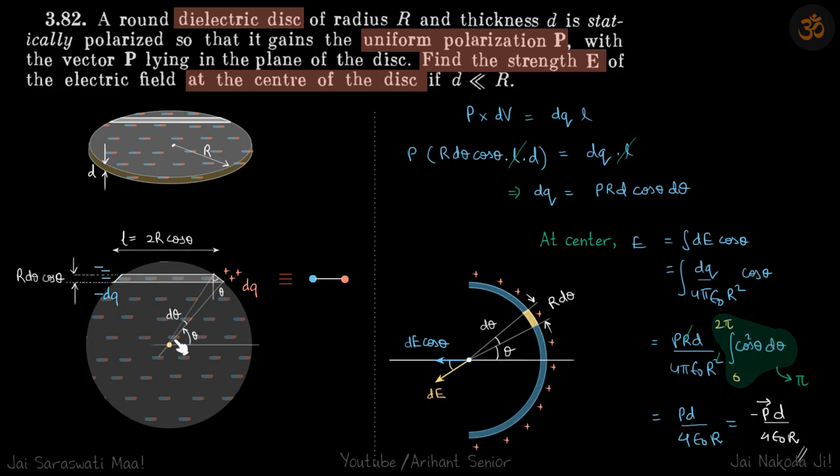So you may think the polarization is a little bit beyond our scope, but it's a very simple concept. Polarization just simply means that it's the dipole moment per unit volume, and after that it's our basic physics. So these are the kind of questions we must do which are based on polarization.